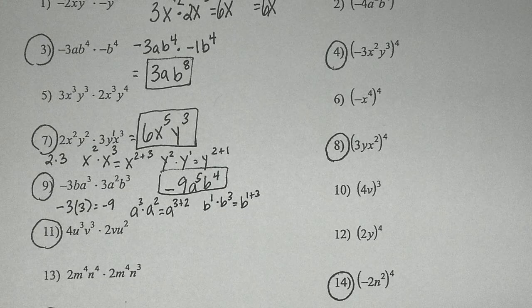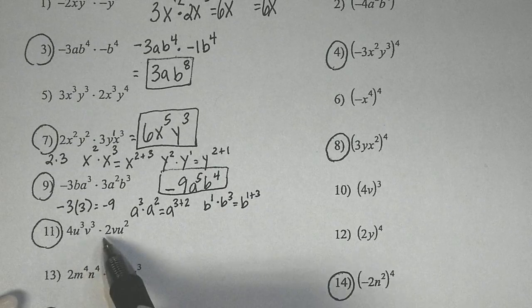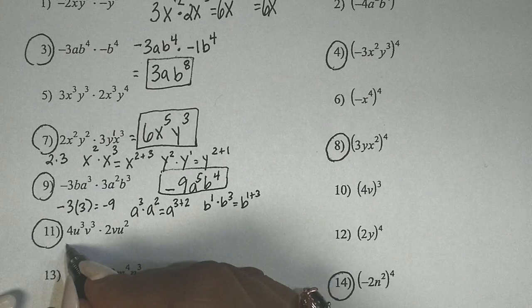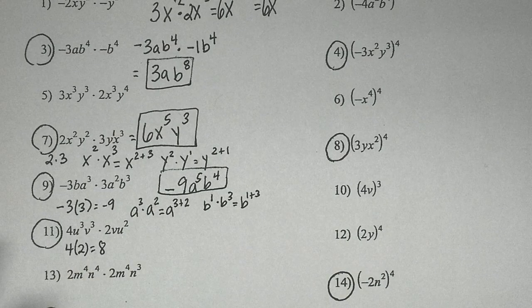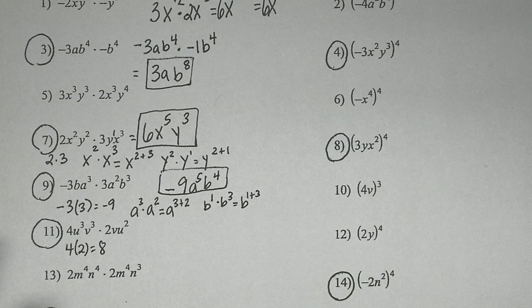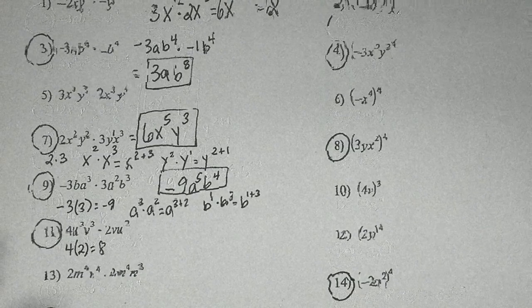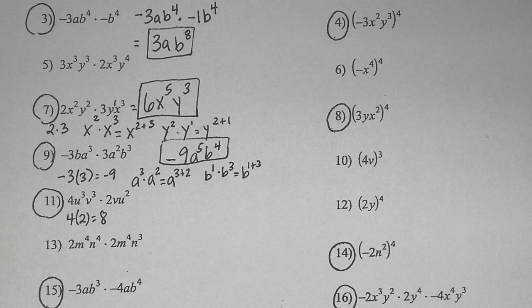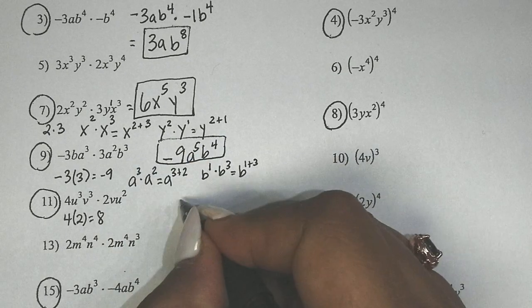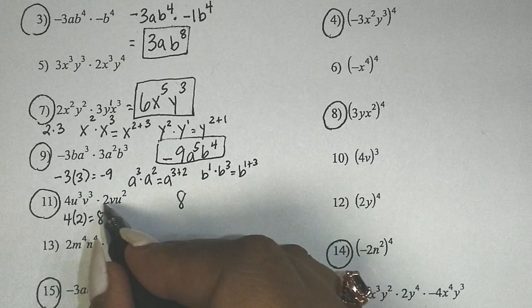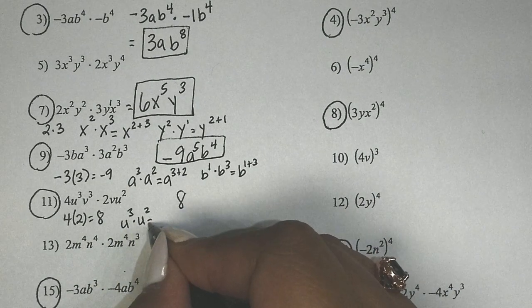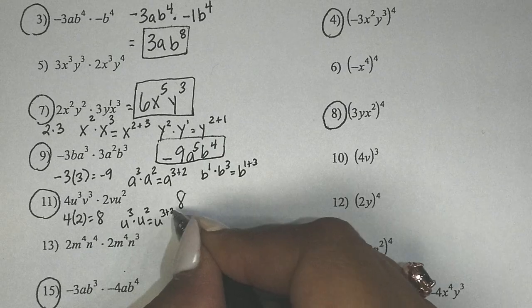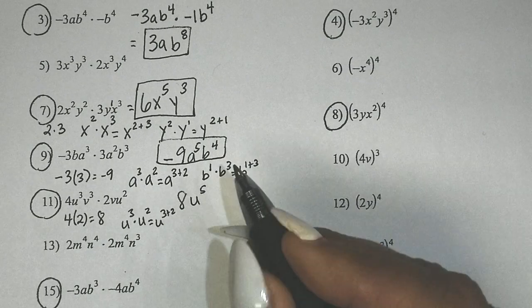Now let's look at number 11. Number 11, you have 4 times 2, which is 8. All right, so we got 4 times 2, which is 8, and now I have to look at my u's. So I have u to the third power times u to the second power, and that is u to the 3 plus 2. So that's u to the fifth power.